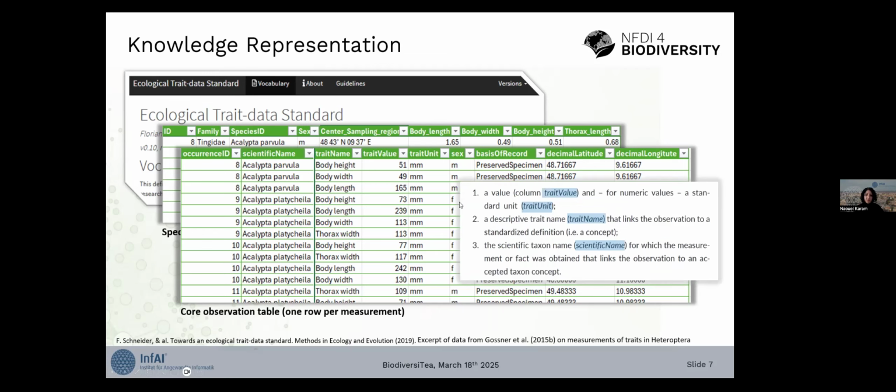And then, this is the minimum requirement from the standard, which is to have a trait value, and for numerical values, trait units. Then have a trait name that is linked to a standard definition, which means a concept from an ontology, and to have a scientific name that is also obtained from an ontology or taxonomy.